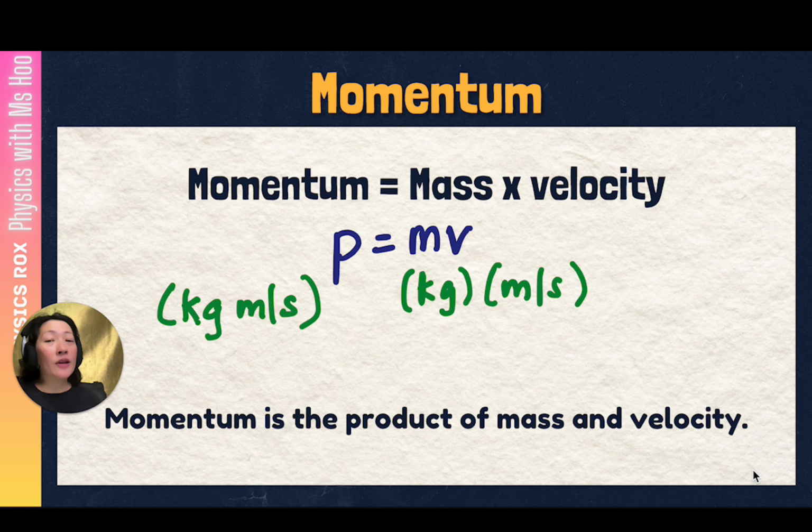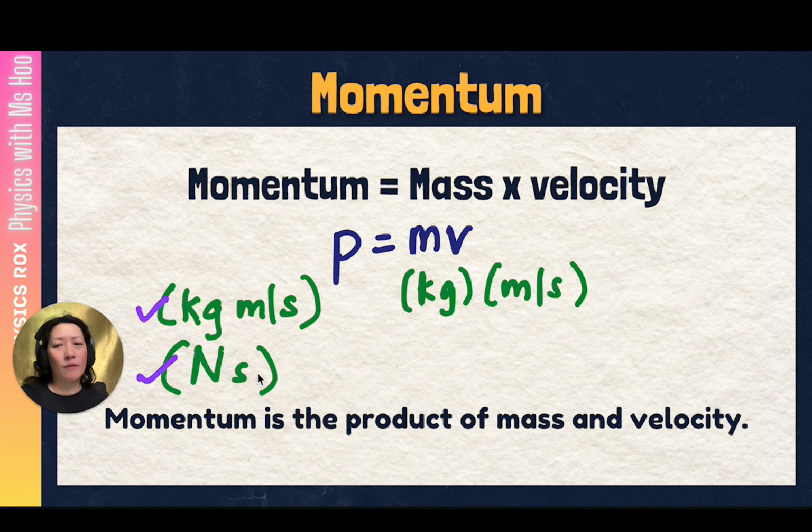Now, another unit that is accepted for momentum is Newton second, written as capital N, small letter s for short. So both of these are accepted units for momentum. In case you're wondering, how is Newton second the same thing as kilogram meters per second? This can be proven when we look at impulse. We will learn about this in the next few slides coming up very shortly.